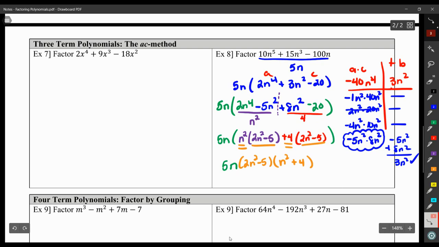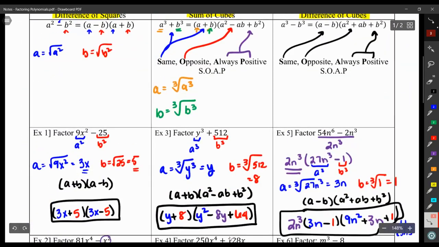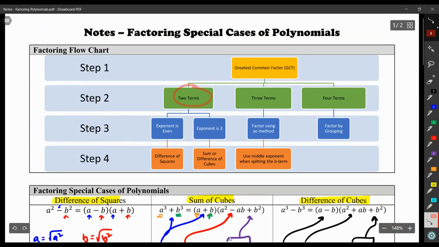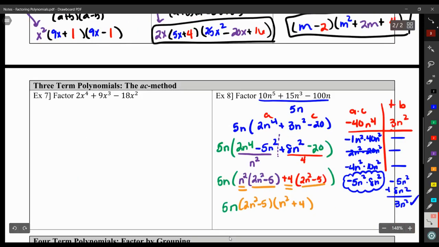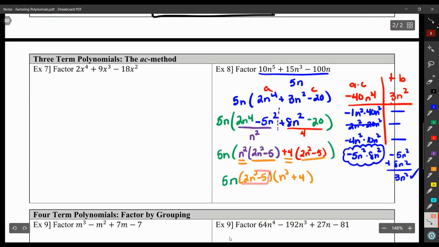So I now see that I went from 3 terms down to 2 terms. So I need to make sure that these don't factor any further. So if I look at my flowchart, if there are 2 terms and the exponent is even, so like a 2, I need to check for difference of squares. So let's see. I have 2 terms here. The exponent is a 2, and I do see a minus, so this could be difference. However, 2n squared is not a perfect square. There is no square root for 2, so this is not difference of squares. I cannot factor that any further.